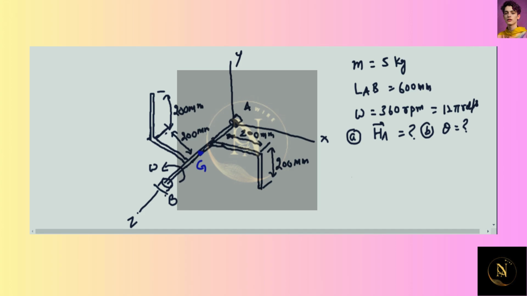Here omega x is 0, omega y is 0, and omega z is 12 pi radian per second.